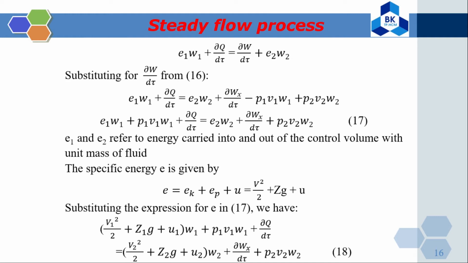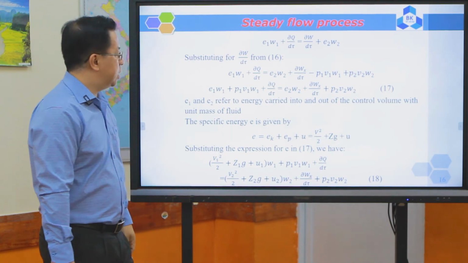So substitute delta W divided by d tau from equation 16. We get a formula, and we can write down equation 17. In this case, you see this term is the energy stored inside. That is the displacement work. That is the heat entering the system. Again, energy stored on the outside. This is the displacement work, and this is the work produced in the system.